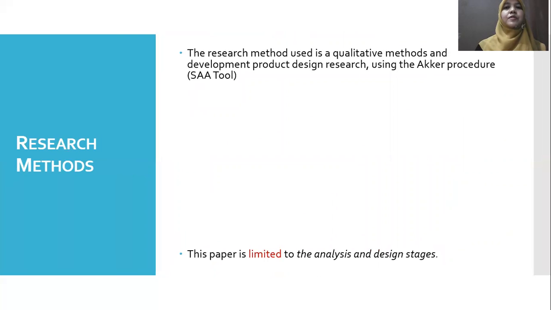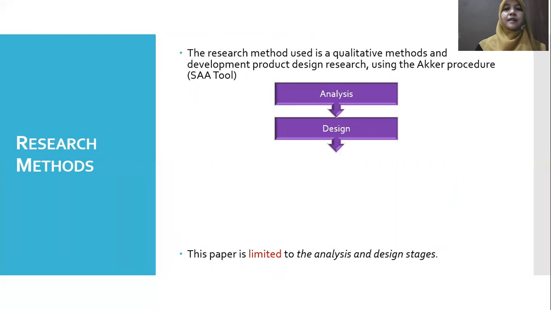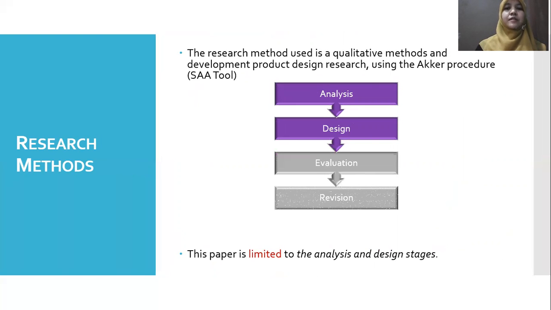Research method: we use qualitative methods and development product design research using the ADDIE procedures. First, analysis, design, development, and evaluation and revision. In the analysis phase, we use preliminary research and do a literature review, especially on learning style, science material, and 21st century skills. In the literature review, we summarize, analyze, evaluate, and synthesize documents.